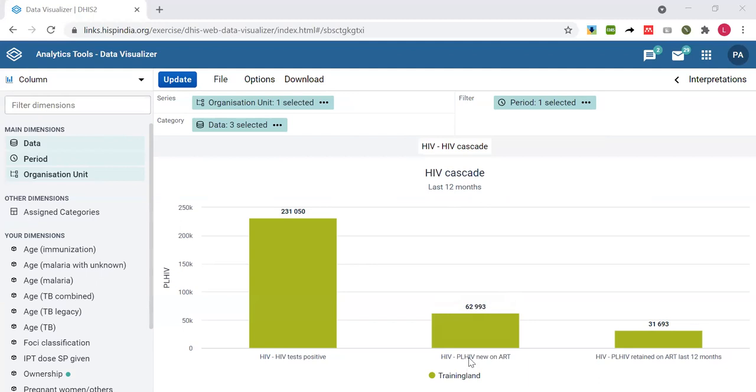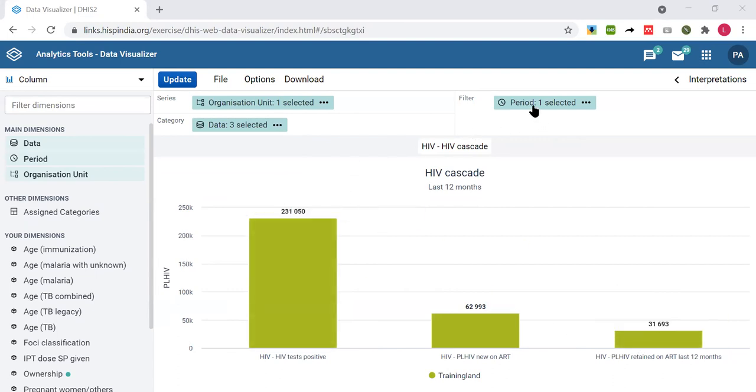Okay. So again, let me just hover over what we see here. I have not yet discussed what series, categories, and filters mean, but let's see what we actually have here. In the period, we are seeing the last 12 months. And in the filter, we are seeing the organization unit, which is Trainingland. And when I hover onto the categories, the data dimension, we see there are three data items, which are what you are seeing as individual columns here, right?